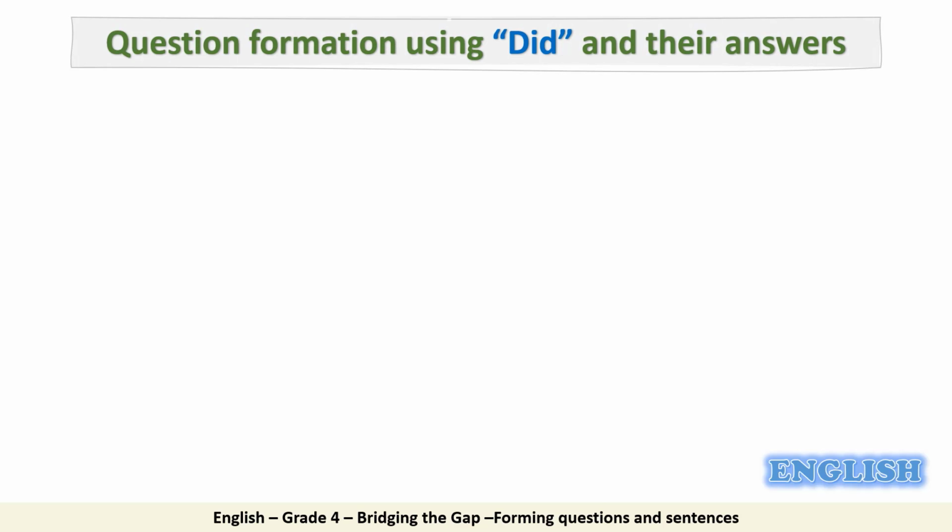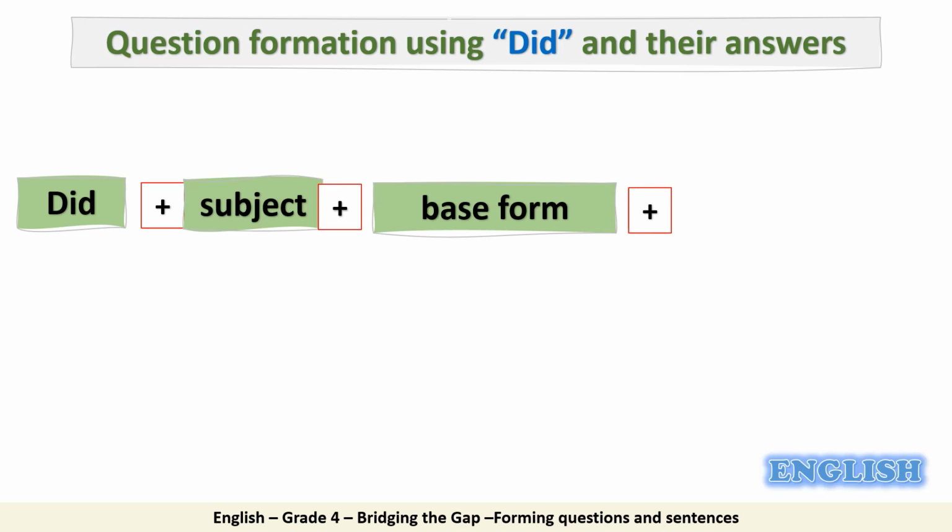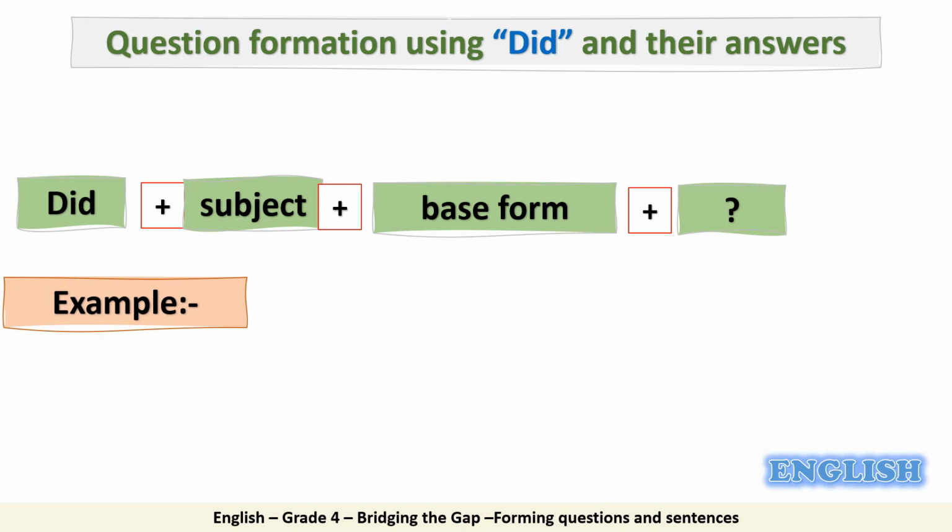To create a question that will be answered with a yes or a no, start the question with did. Then add the subject, followed by the base form of the verb. Then add the rest of the sentence. Then add question mark at the end. For example, did he play basketball?